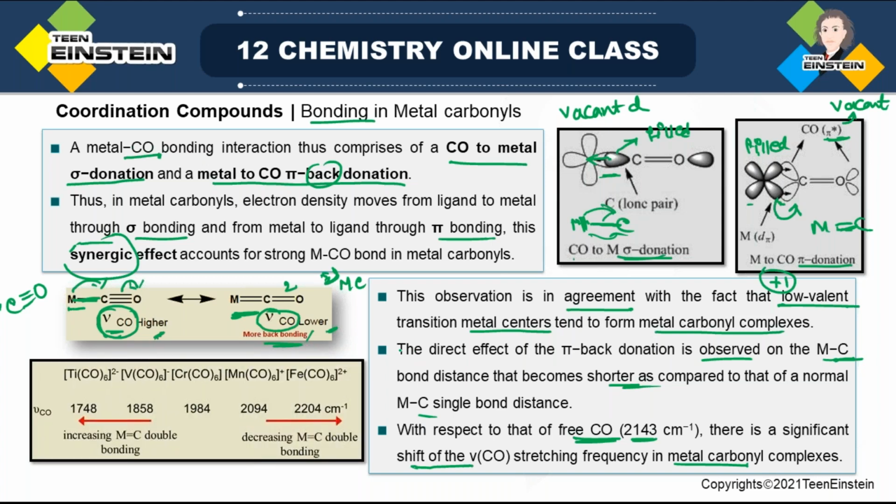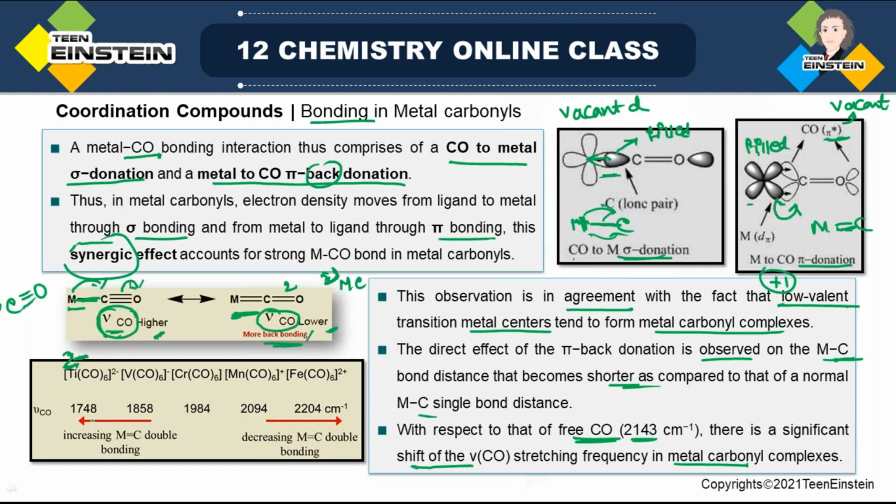Now look at this example. Here we have taken some complexes. First look at the complexes. All are carbonyl complexes. But what is the difference? Ti(CO)6 2-. That means here the oxidation state of titanium is 2-.